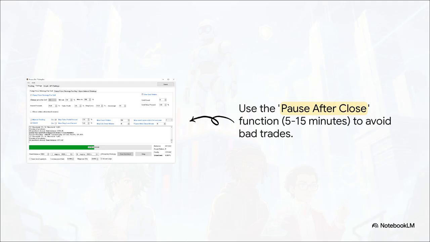Done. Then you've got the global stop loss, which is your emergency brake. Setting this to 5 to 7% means if things go south, the bot cuts your losses to protect your capital. Absolutely crucial. Now this feature is seriously clever.